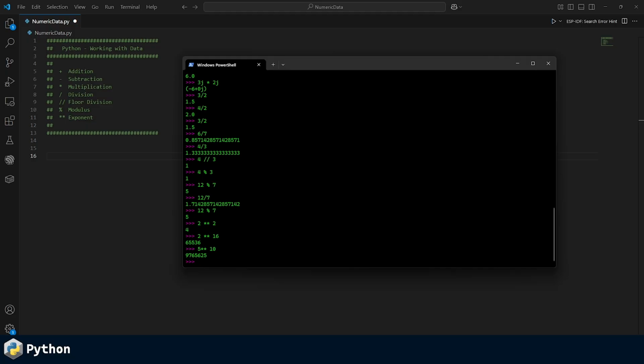That sums up the basics of the different built-in operands that come with Python without including any external libraries.